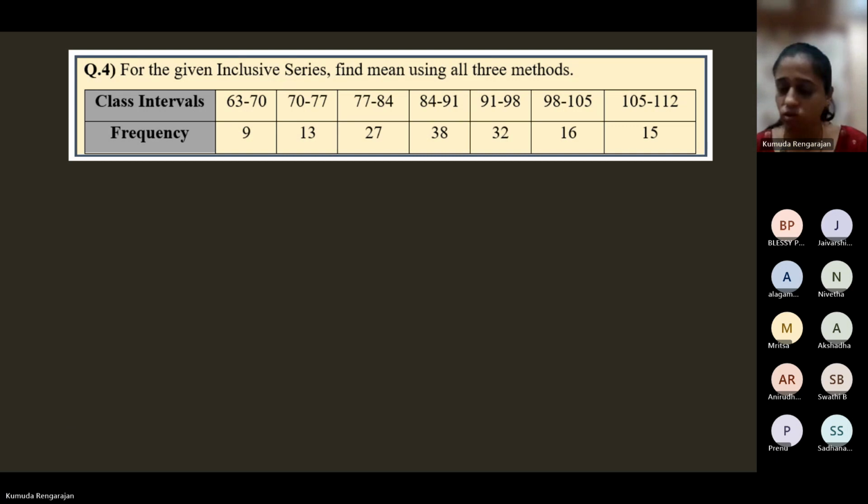Yes, Chinnu. Here's your question. For the given inclusive series, find mean using all three methods, but we have learned only two methods, right? So the classes are 63 to 70, 70 to 77, 77 to 84. You need to find the mean using the direct method and the assumed mean method. Yeah, please start working.